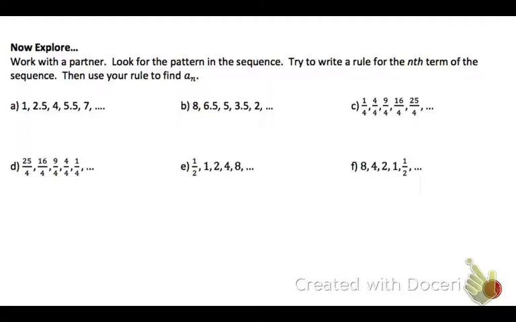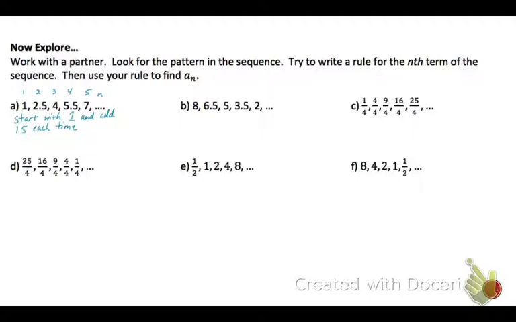What I usually do is write the position numbers either above or below the terms in the sequence. So for A, I'm going to go ahead and write position numbers 1 through 5, and I just put the n on the end. Then I notice that I start with 1, and then I go to 2.5 and 4. So I notice I'm adding 1.5 each time. I'm just going to write that description. I start with 1, and then I add 1.5 each step of the way.